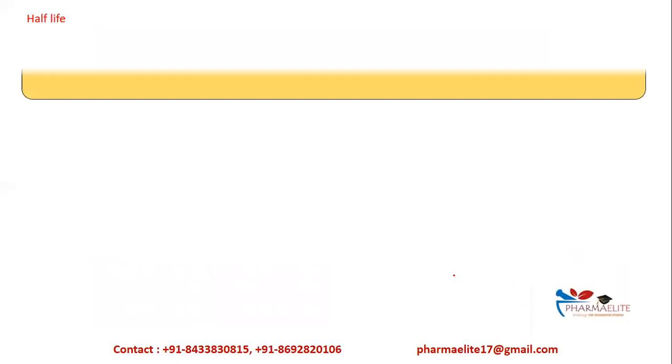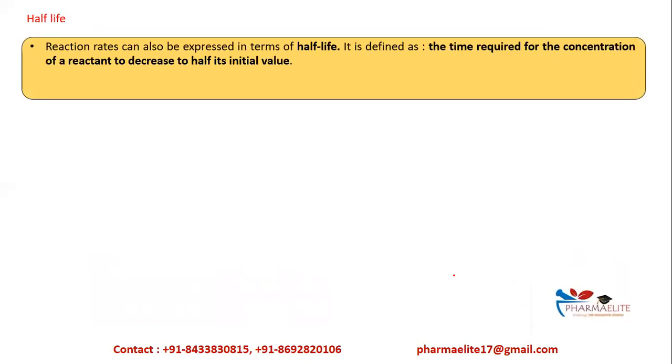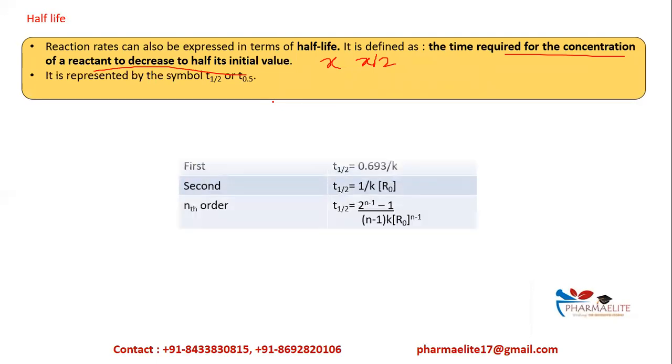Now, what is half-life? You must have heard about the word half-life. It is the time which is required for the concentration of a reactant to decrease to half of its initial value. That is, you have, say, X amount of a compound or a drug. The time which is required for it to reduce to X by 2, that is 50%, reduce half, is called as half-life, which is represented as T half or T 0.5.